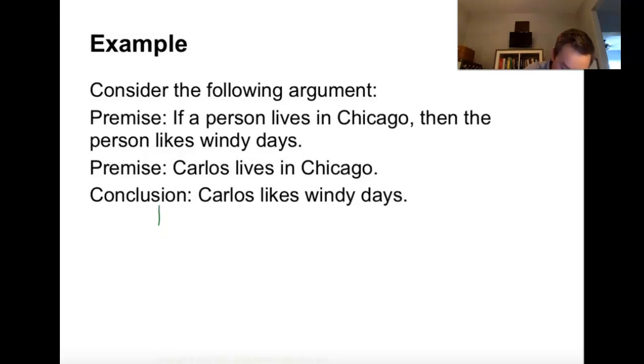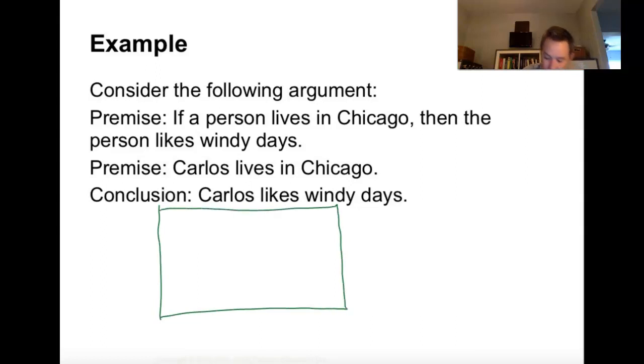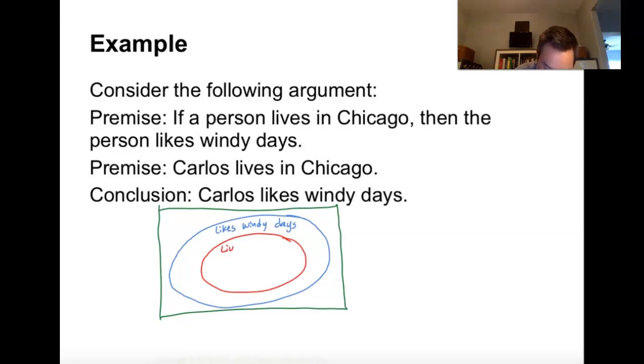So create my universe here. So if a person lives in Chicago, then the person likes windy days. So that means that living in Chicago is a subset of liking windy days. So I'll put the outermost circle is likes windy days, and the innermost circle is lives in Chicago.